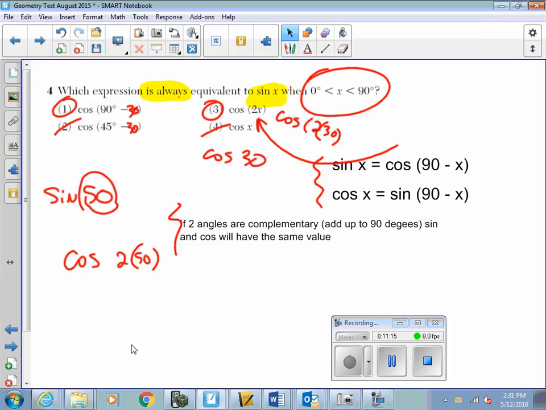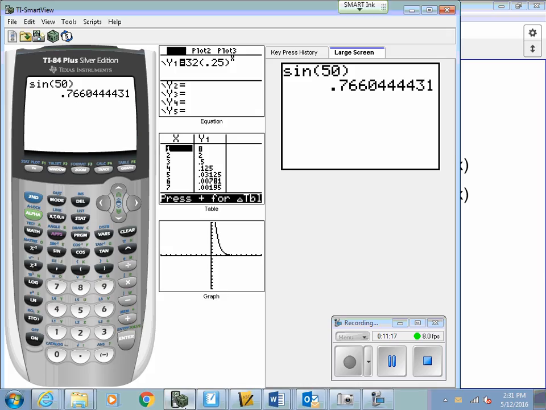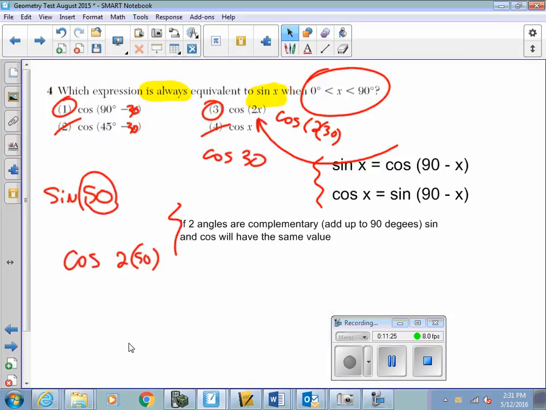So now let's go back to the calculator. And what's the cosine of 100? Right, obviously not the same. That shows that the expression in the third answer worked with one angle, but it did not work with another one, which means it's not always going to be equivalent, which means our answer will be number 1. All right, so there you go on that.